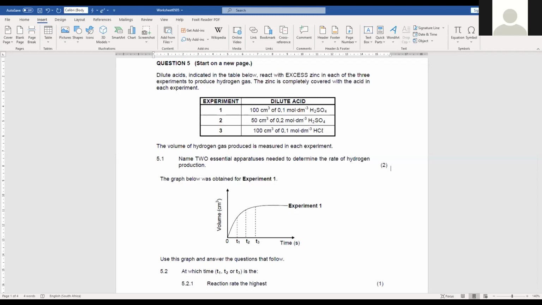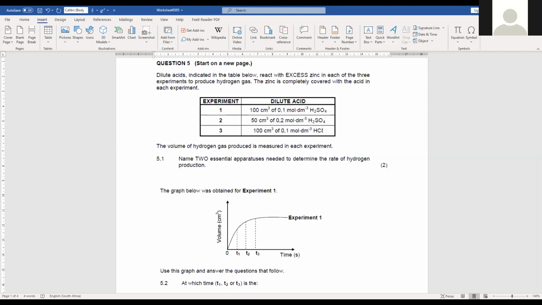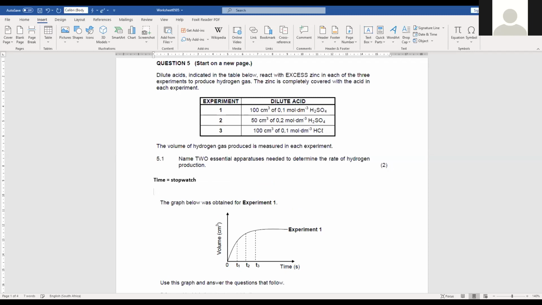So question 5.1, they tell you, name 2 essential apparatuses needed to determine the rate of hydrogen production. Okay, do you have any idea how we will determine the rate? How do we measure rate in rates of reactions? What is the formula? What do we need? Any ideas? Okay, so the first thing that we're going to need is time. And how do we measure time? Using a stopwatch. The second thing that we're going to need is a way to catch up the volume.